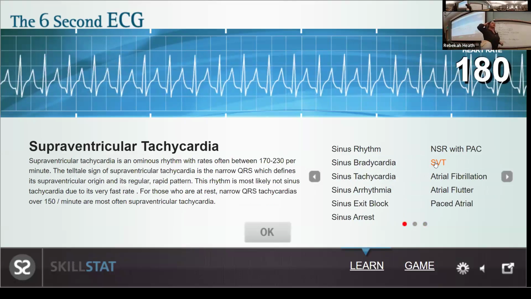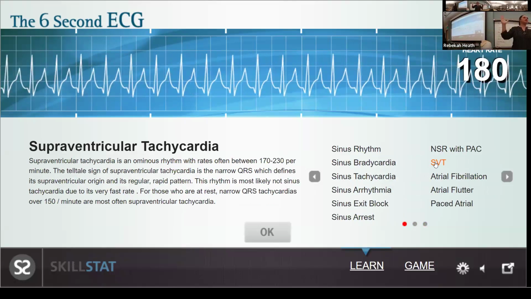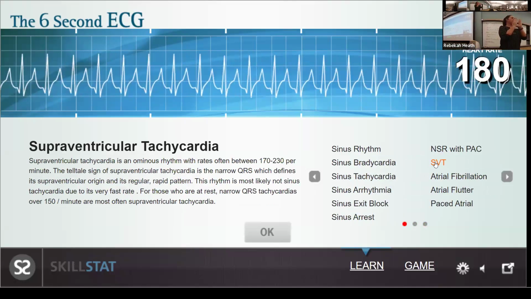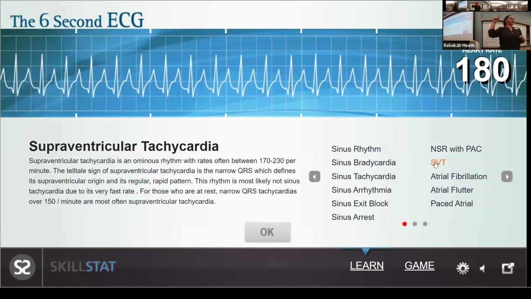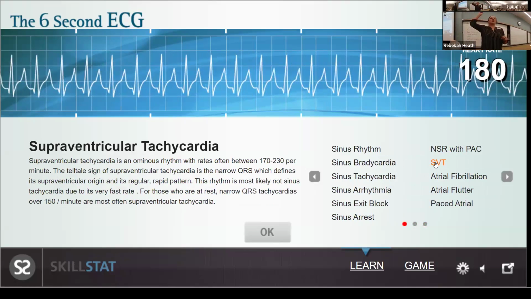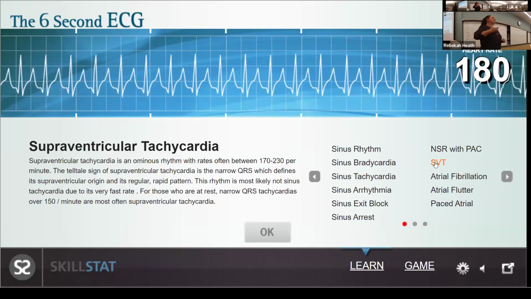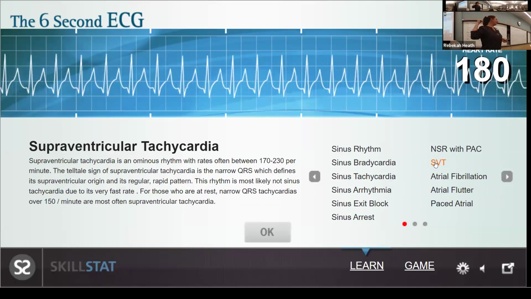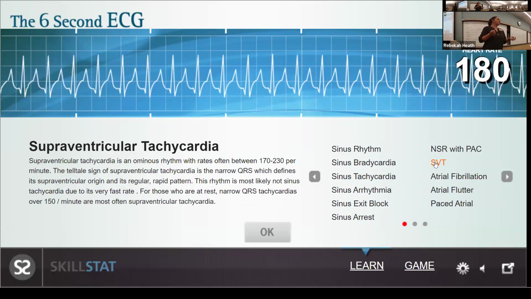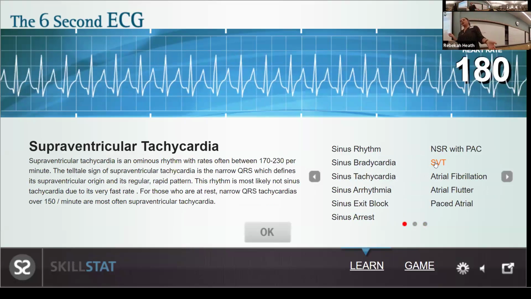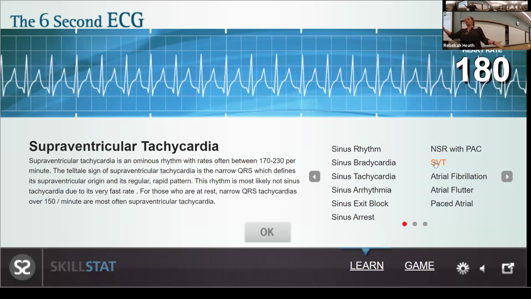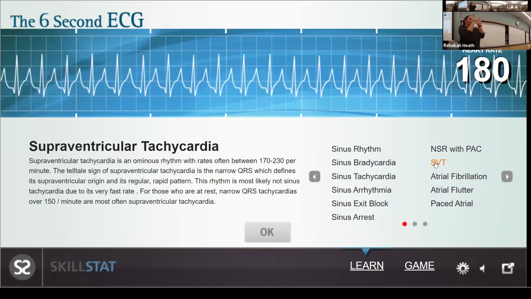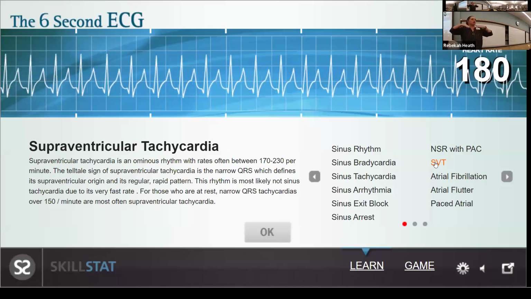With supraventricular tachycardia, your QRS is still narrow even though it's tachycardic, because the signal is coming from above the ventricles. It's too fast to really see. I can't see P waves here. I don't know what's going on. It's too fast for me to be able to diagnose, but the QRS is small, so I know it's above the ventricles.